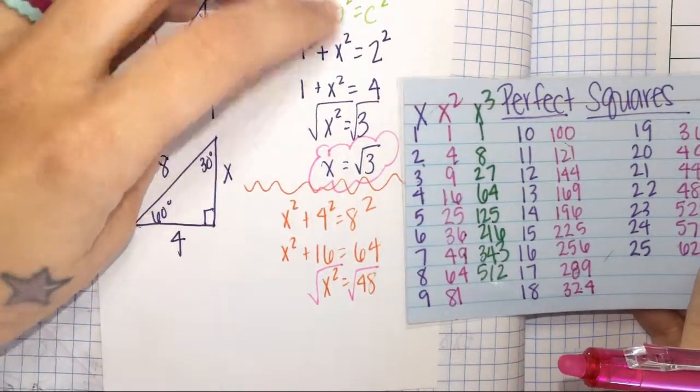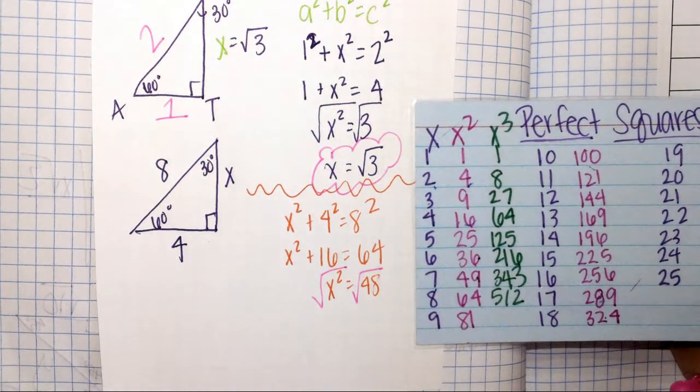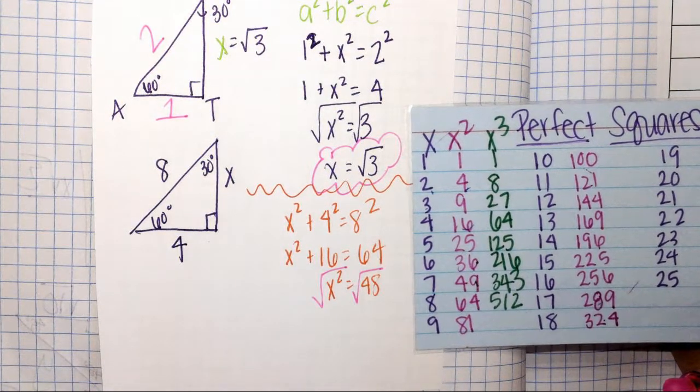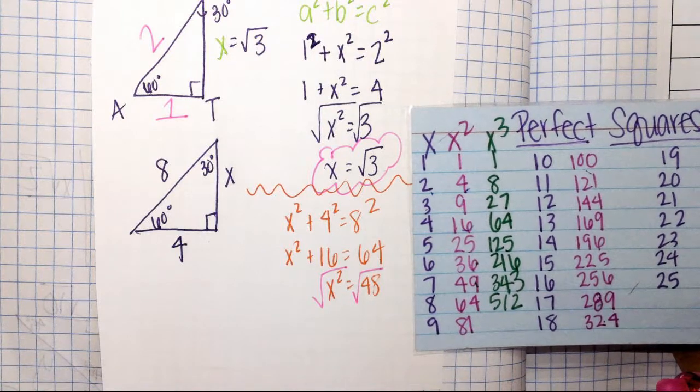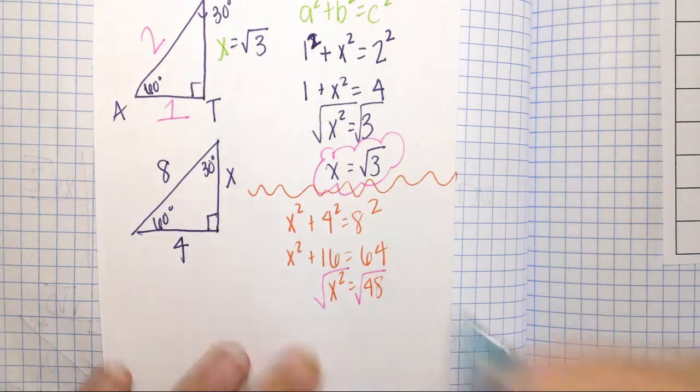Look at the second column. What is the biggest perfect square that goes into 48? 16. 48 divided by 16 is 3.